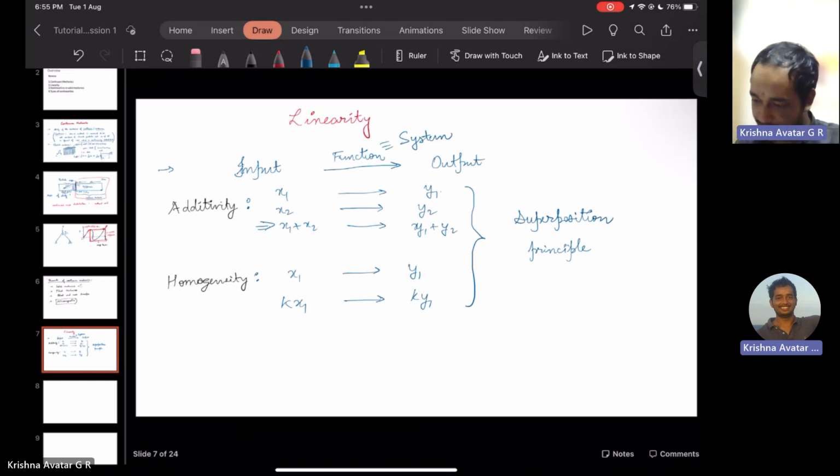And then the net effect of these two principles says that if you have a system, suppose we have a system A.